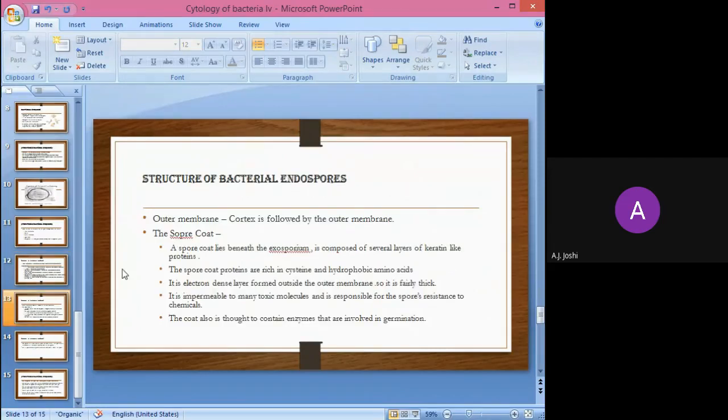Then the cortex is externally covered by the outer membrane. So inner membrane is followed by cortex, which is followed by the outer membrane. Then the next is the spore coat. The outer membrane is externally covered by the spore coat.